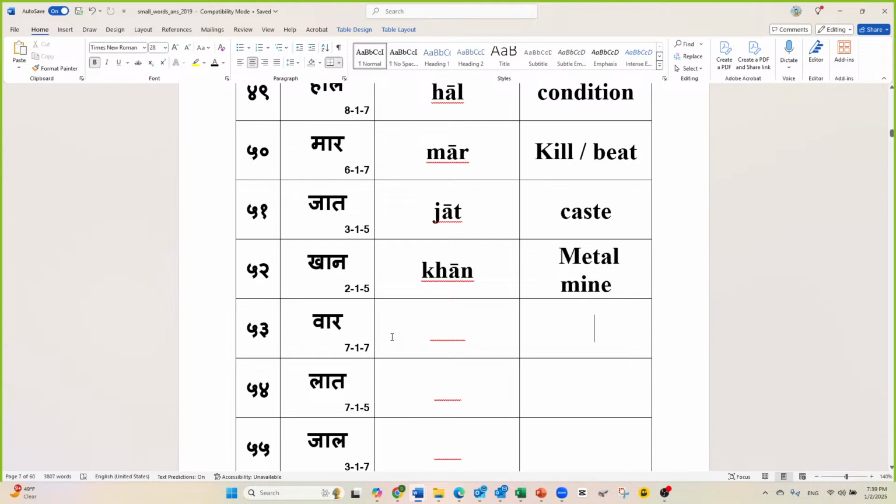Dhruv, next word for you. Read the word. War. And war is to attack somebody. Think about the word war. Isn't it very close to the English word war? And what does war involve? Attacking somebody, right?